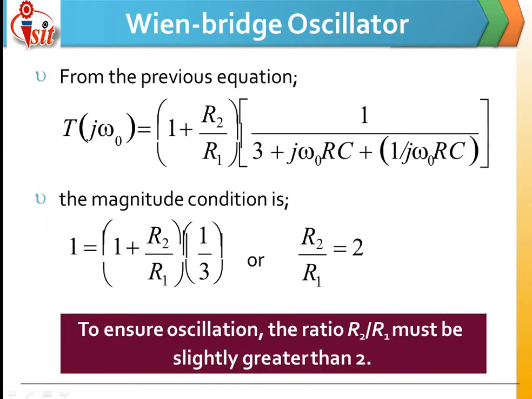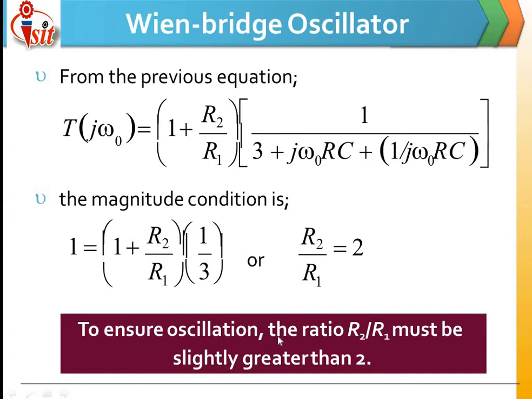Then next is the Wien bridge oscillator. From the previous equation, T(jω0) is equal to (1 + R2/R1) multiplied by 1 divided by (3 + jω0RC + 1/jω0RC). The magnitude condition is 1 equal to (1 + R2/R1) times 1/3, or R2/R1 is equal to 2. This is used over here.